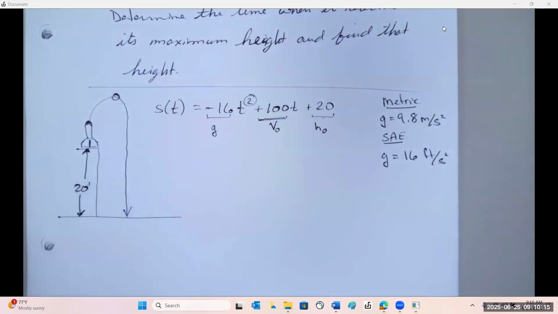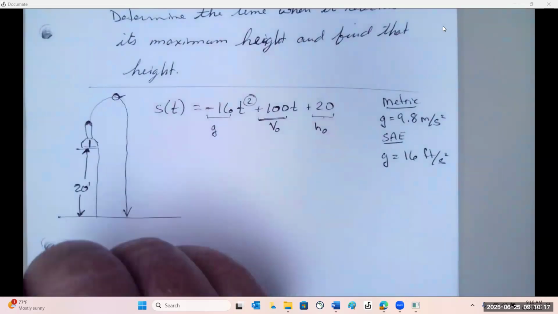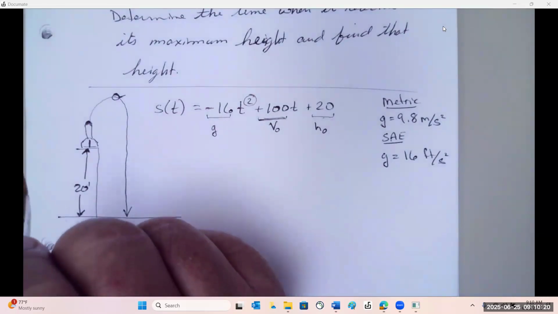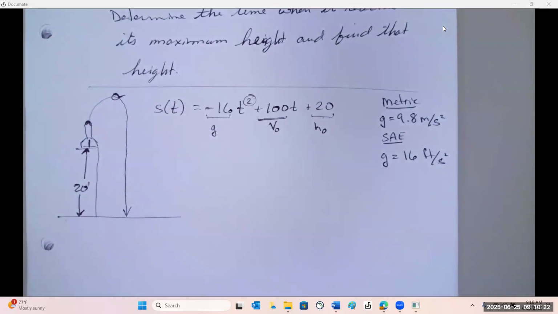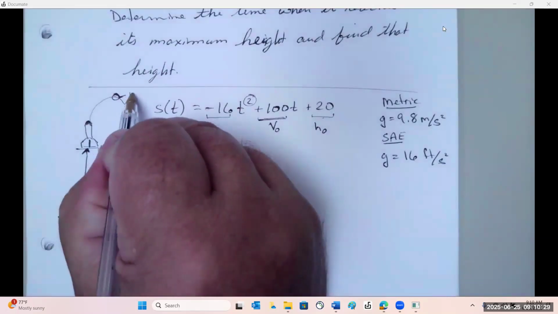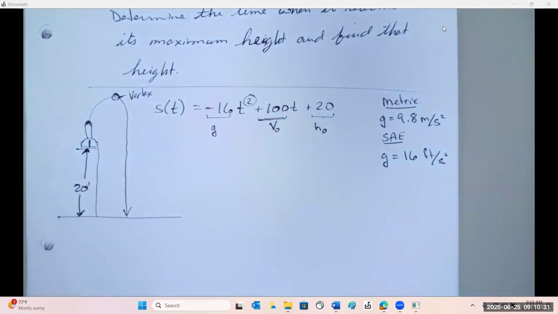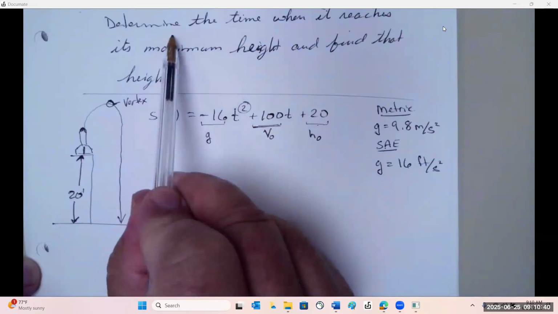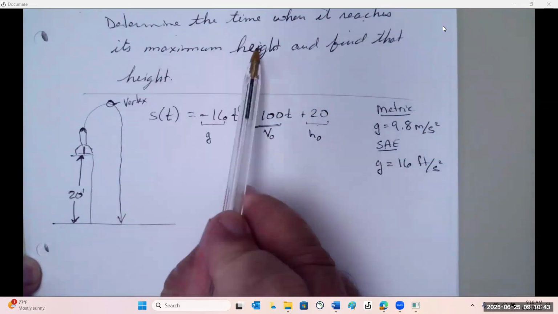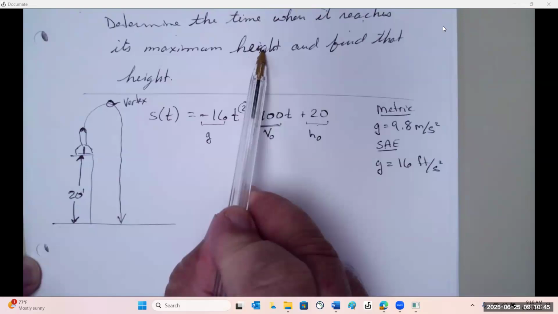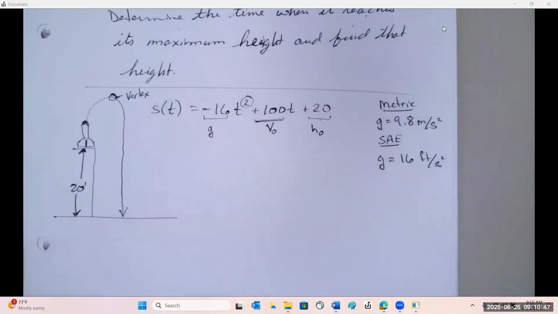Because it's a parabola, what is this point called? Well, there was another name for that we talked about yesterday. It is a maximum, yes. What's another name for it? It's a vertex. Vertices is plural, vertex is singular. So it's the vertex. So this question is asking, determine the time when it reaches its highest point. And then what is that highest point?